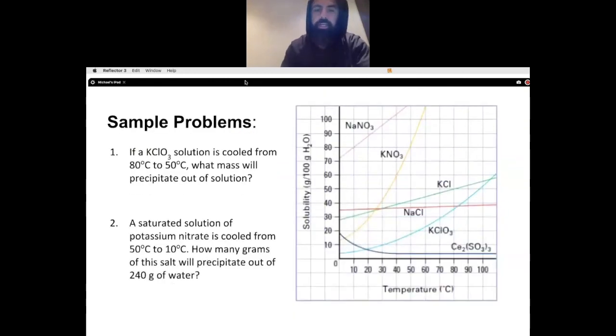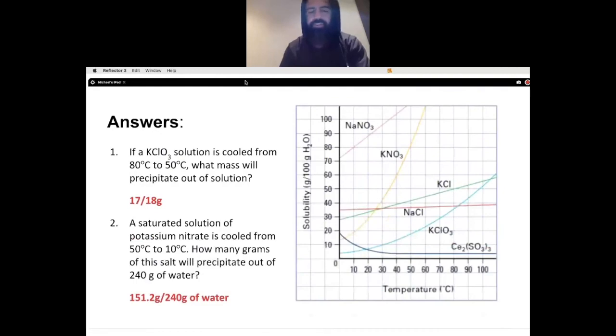Here's a couple of sample problems. If we had a potassium chlorate solution cooled from 80 degrees Celsius to 50 degrees Celsius, what mass of precipitate comes out of the solution? And in question number 2, a saturated solution of potassium nitrate is cooled from 50 degrees Celsius to 10 degrees Celsius. How many grams of this salt will precipitate out of 240 grams? Here are the answers again.